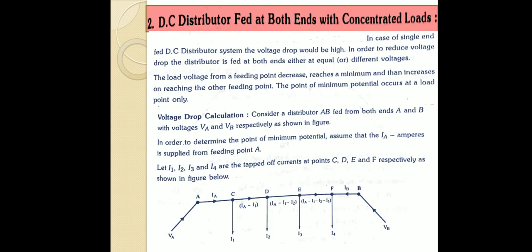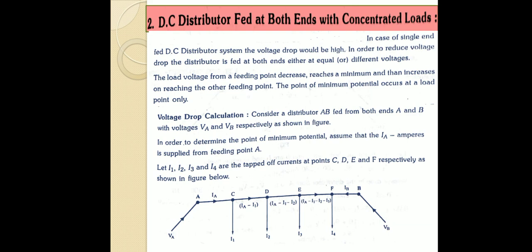Next, distributor fed at both ends with concentrated loads. In a singly fed distributor system, the voltage drop would be high. In order to reduce the voltage drop, the distributor is fed at both ends, either at equal or different voltages. The load voltage decreases from the feeding point, reaches a minimum, and then increases on reaching the other feeding point. The point of minimum potential occurs at a load point only.